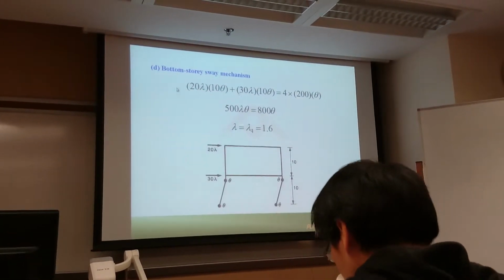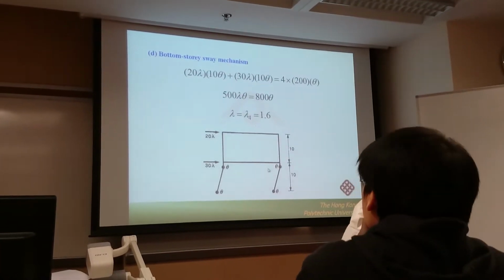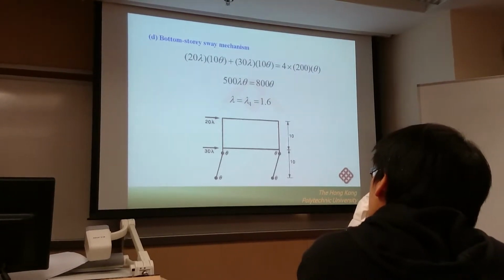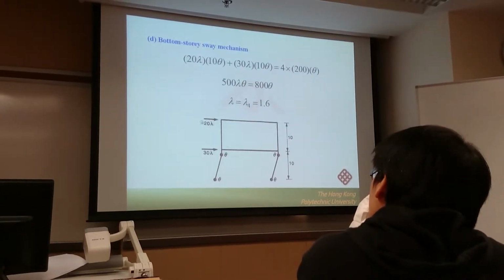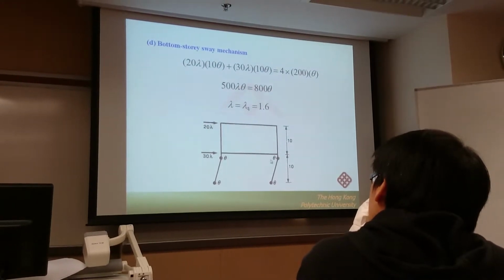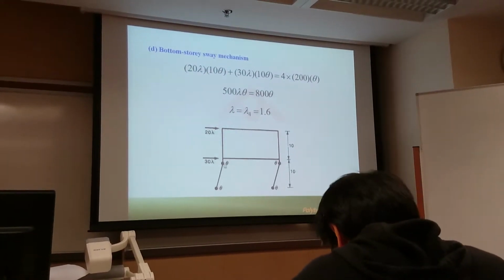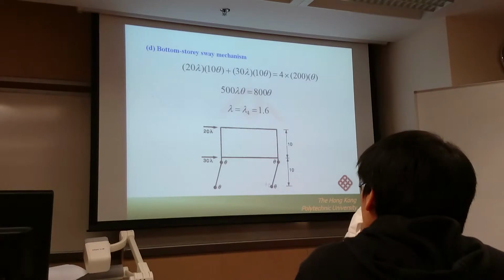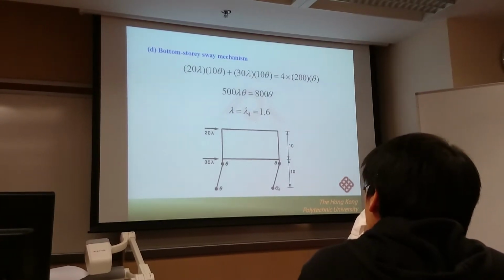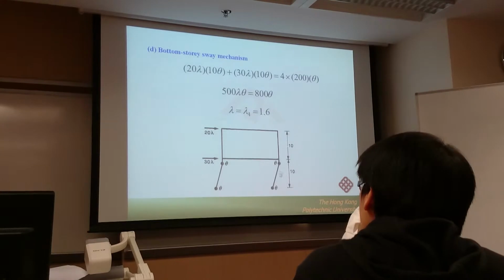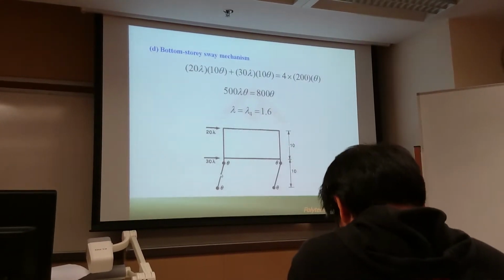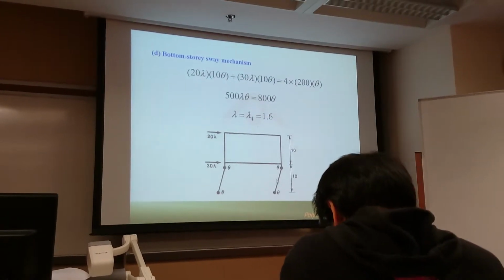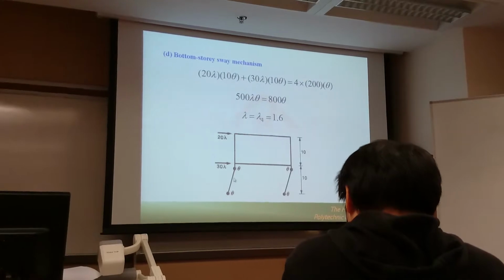And this is another bottom story sway. If I put this question in the final examination, definitely some students will make a mistake. In this case, we only have 4 plastic hinges at the 4th story. So you know how to determine the plastic moment for the 4 plastic hinges. Actually, the plastic moment for all 4 plastic hinges is equal to the plastic moment of the two columns at the 4th story.